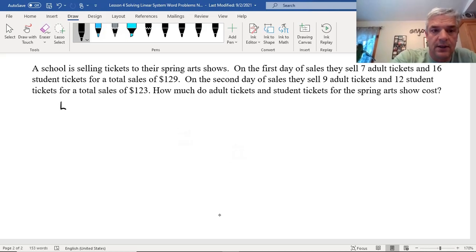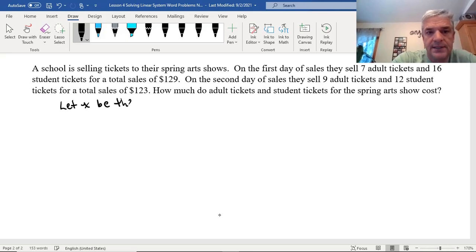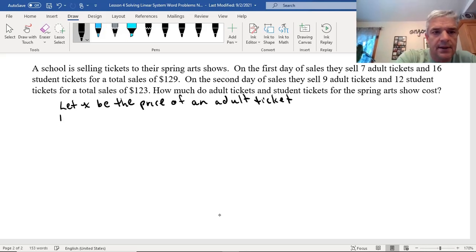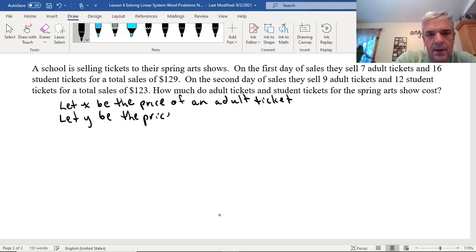So what I'm going to do is say let X be the price of an adult ticket, okay? And then I'm going to say let Y be the price of a student ticket, okay?